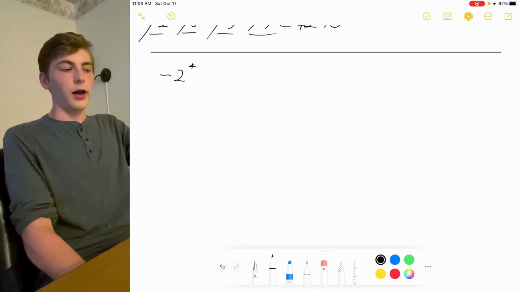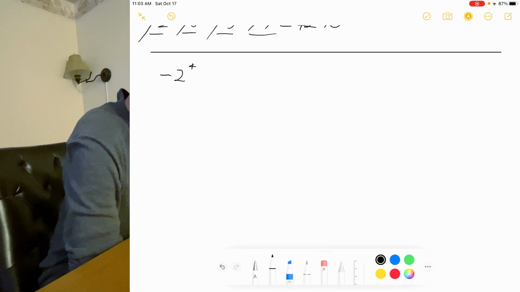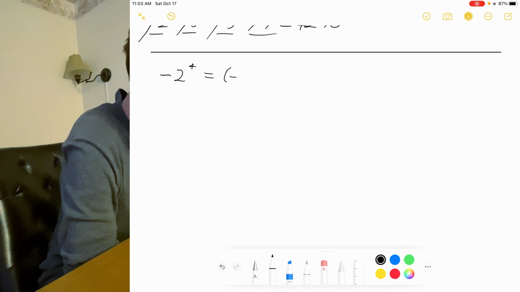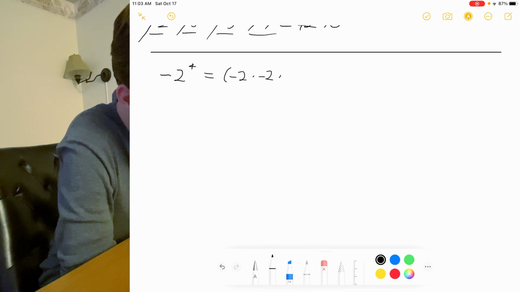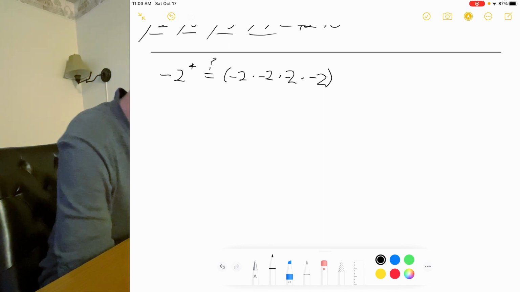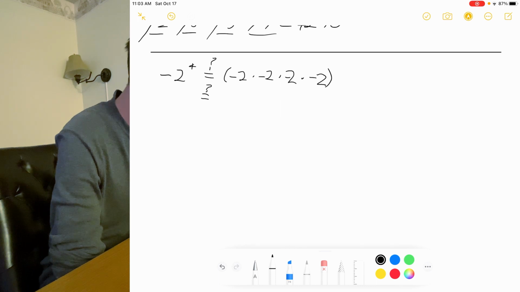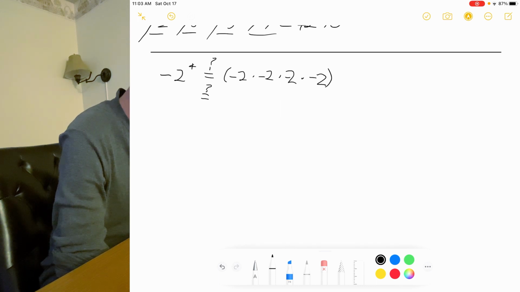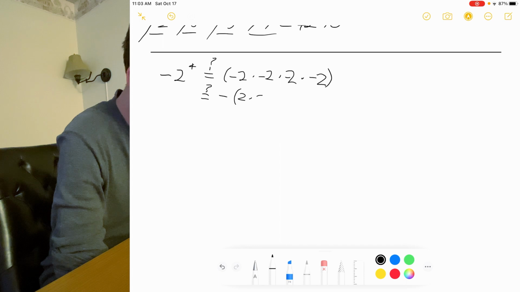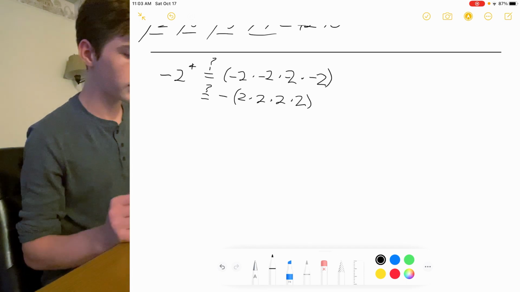Okay? And you're wondering, is that going to be equal to negative 2 times negative 2 times negative 2 times negative 2, right? I'll put a question mark there. Is that going to be equal to that? Or is it going to be equal to negative 2 times 2 times 2 times 2, right? Which one is it going to be? Because this will give different answers, right?